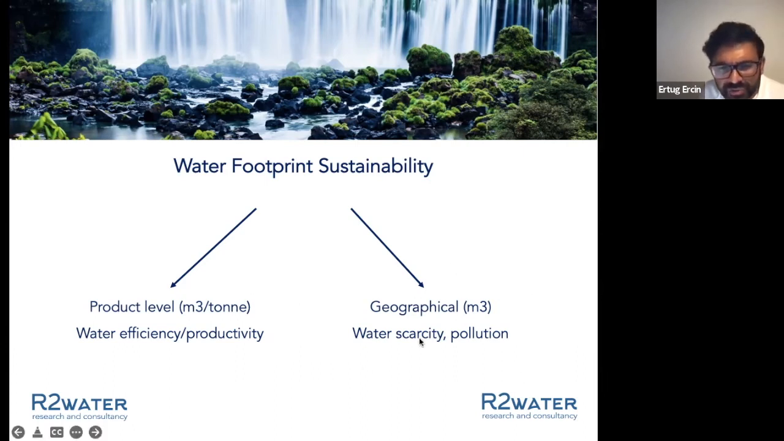Ultimately, your impact is related to the total. So when you look at water footprint sustainability or assessment for a company, you can look at efficiency, but also at how much you use in total. Ultimately you want to reduce both. Of course, if you reduce at the product level, you can also reduce at the geographical level in general.